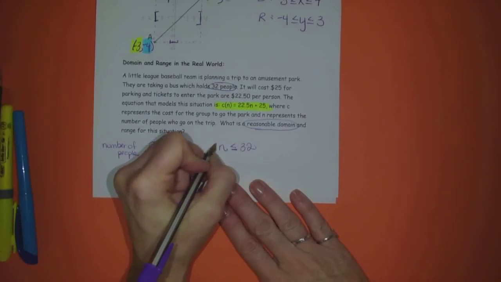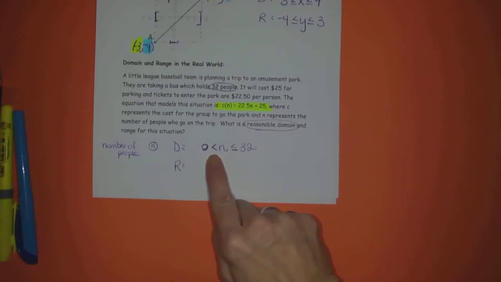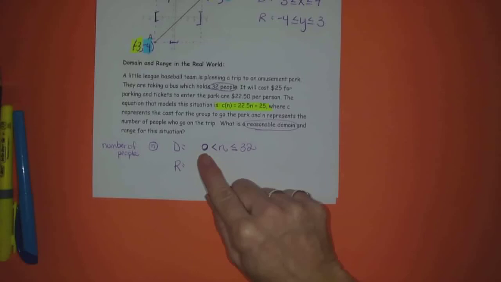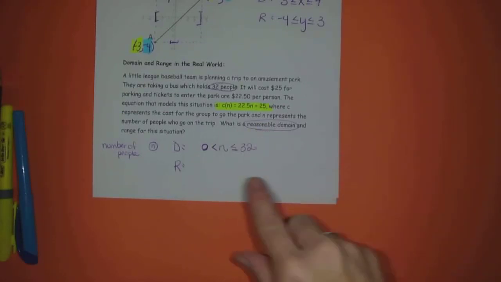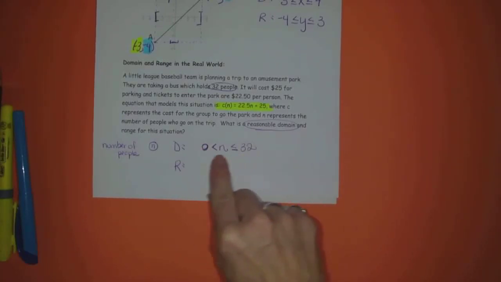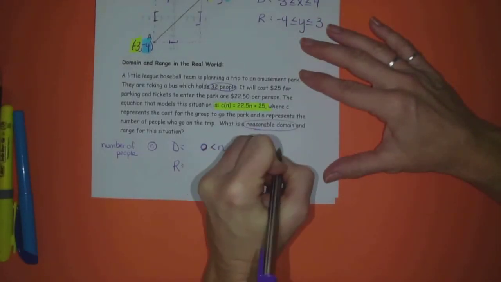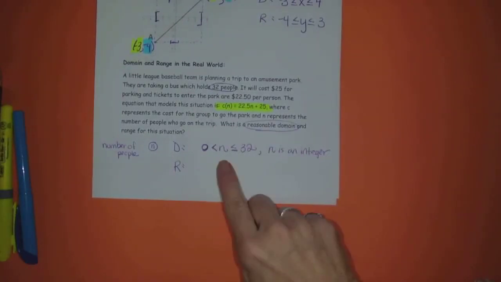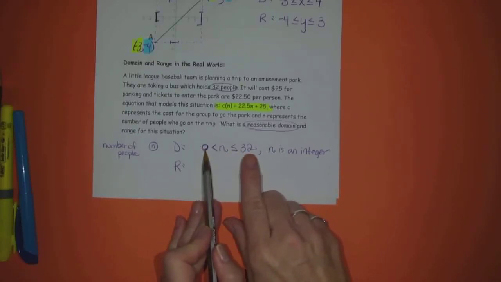But I want n to be greater than 0. Notice, I'm not putting an equal to on this one because if I have exactly 0 people, the trip wouldn't run, and to me, that's not reasonable. So a reasonable domain is like 1 to 32 people. I'm also going to put a little disclaimer back here: n is an integer. Why do I say that? Well, you can't have half of a person. So I'm saying my integers between 0 and 32.